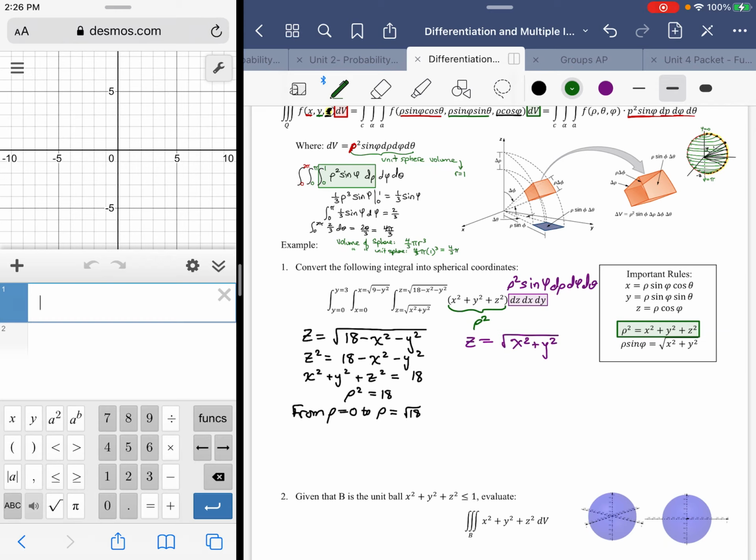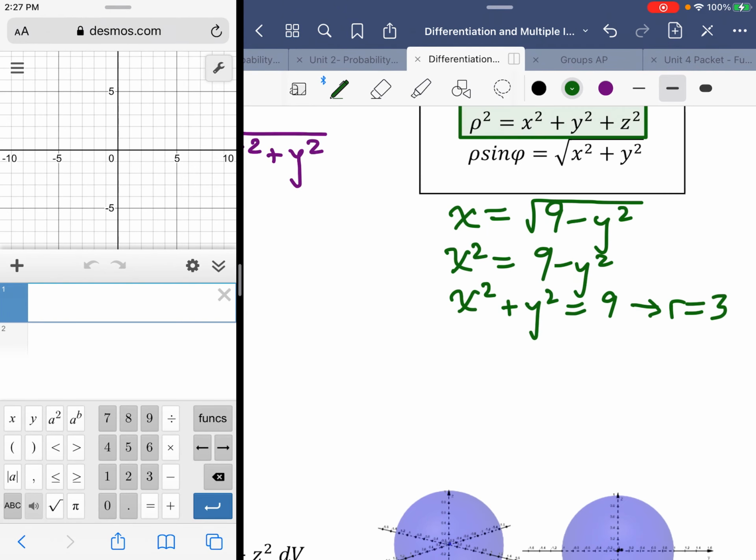But if I look at, for example, x equals the square root of 9 minus y squared, I can square, that's a circle. That's something easily recognizable. X squared is equal to 9 minus y squared. So x squared plus y squared is equal to 9. That's a circle with a radius of 3. All right, just draw a quick sketch over there.